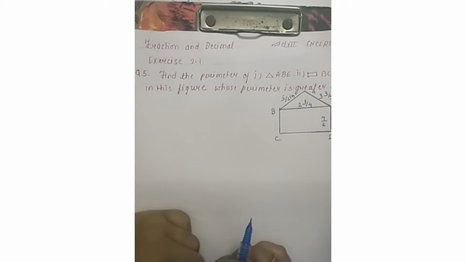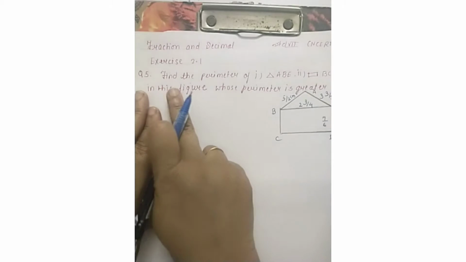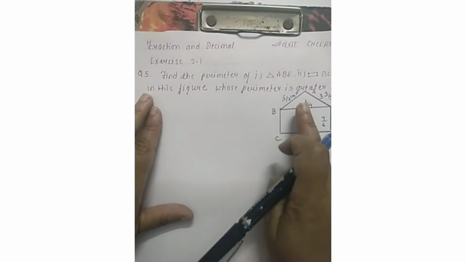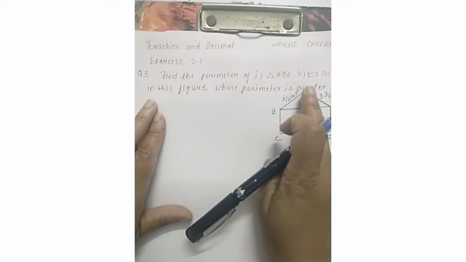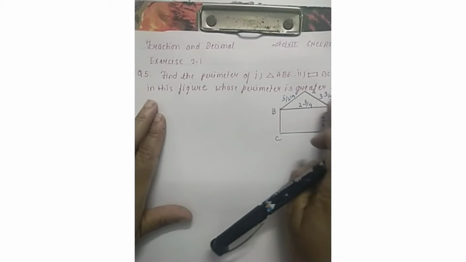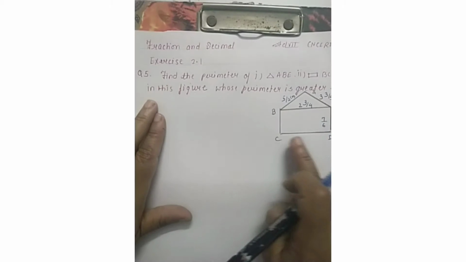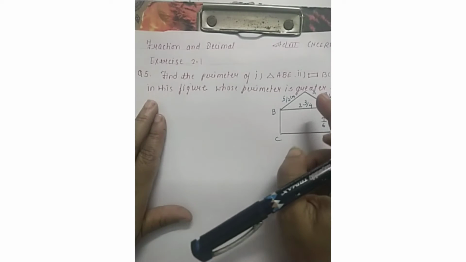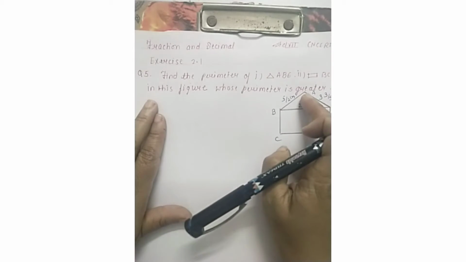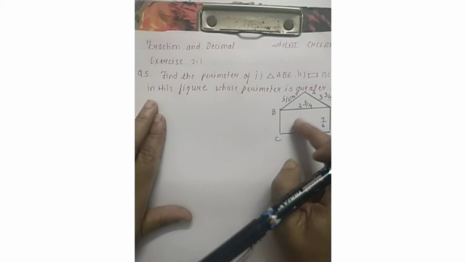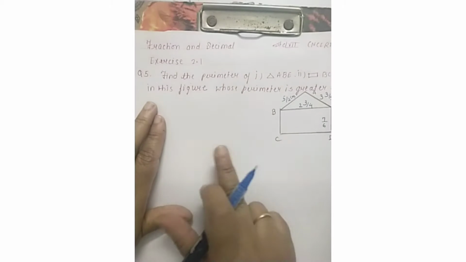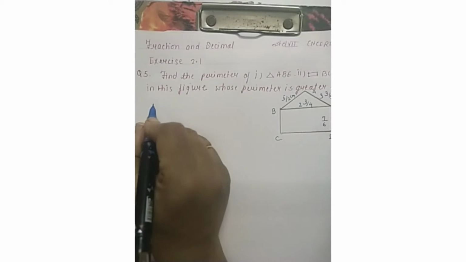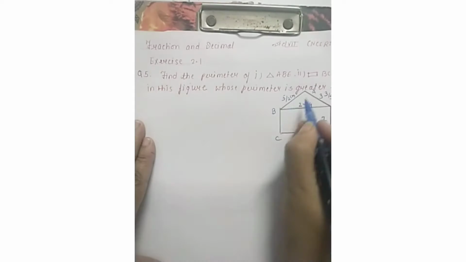Fractions and decimals, Standard 7 NCERT, exercise 2.1, question number 5. Find the perimeter of triangle ABE and rectangle BCDE in this figure, and whose perimeter is greater. So first we have to find the perimeter of the triangle, then the perimeter of the rectangle, and then we have to tell who is greater. Before that, first we will put the values.